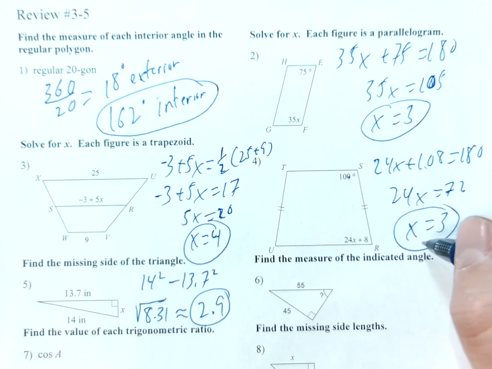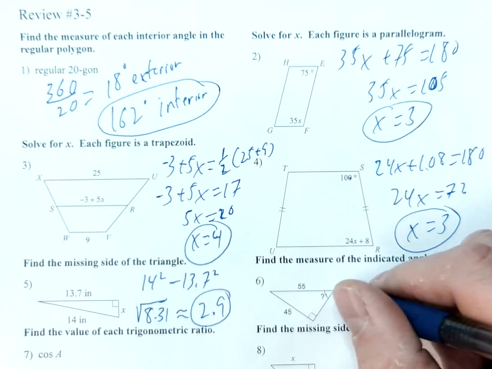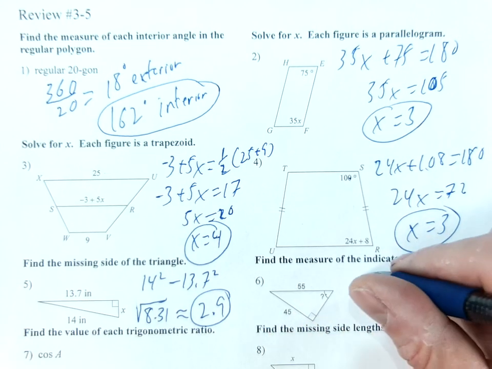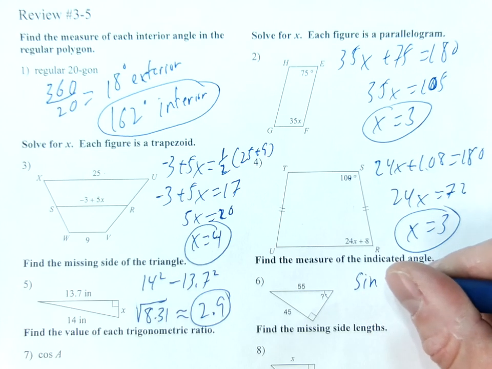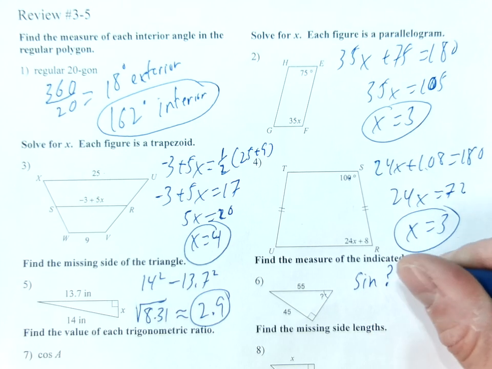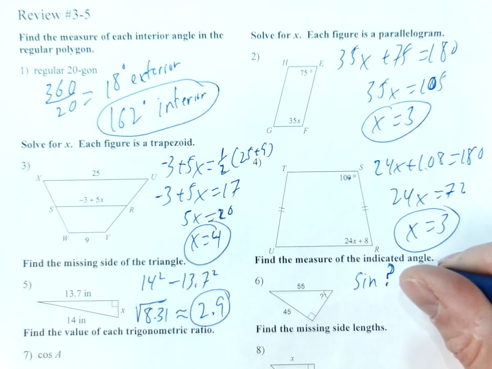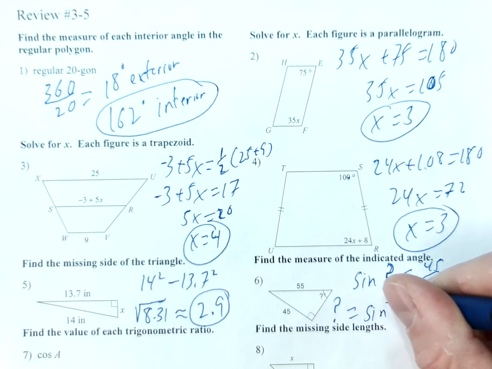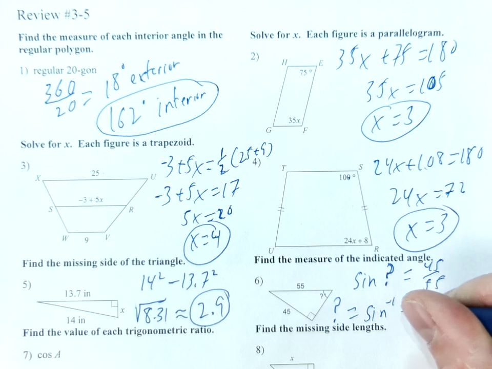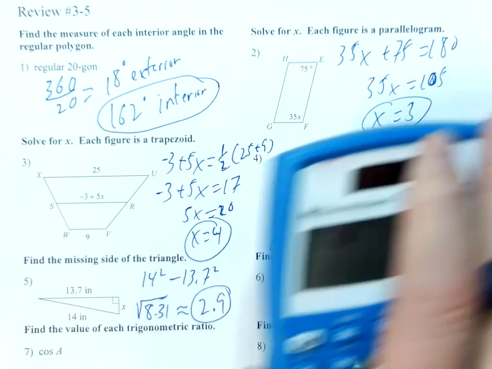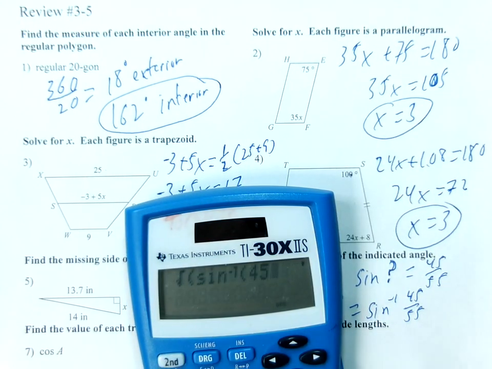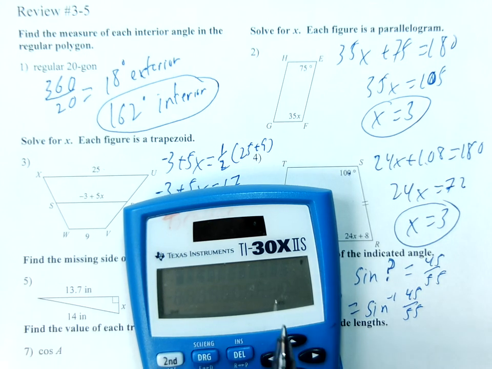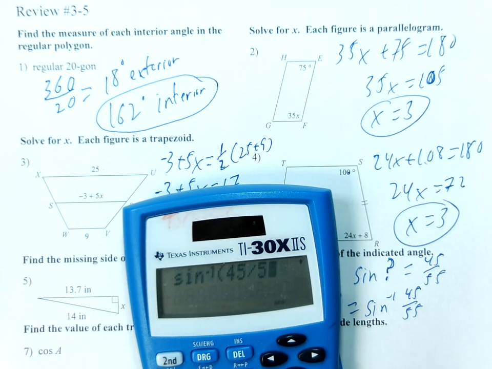All right. Measure the indicated angle. This is a SOHCAHTOA question. This is sine because opposite over hypotenuse. So the sine of the angle, we can call it X or question mark, is equal to 45 over 55. So that question mark is the arc sine, or the inverse sine, of 45 over 55. Second sine of 45 divided by 55, down in the square root key there. It's about 55 degrees.